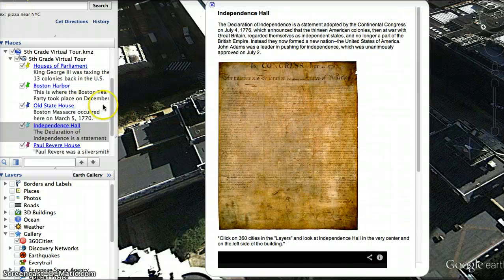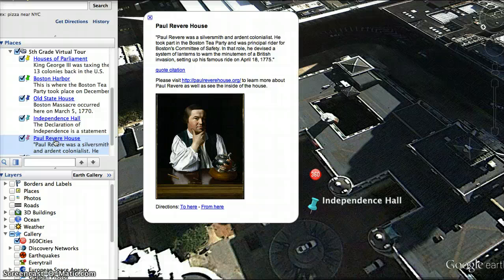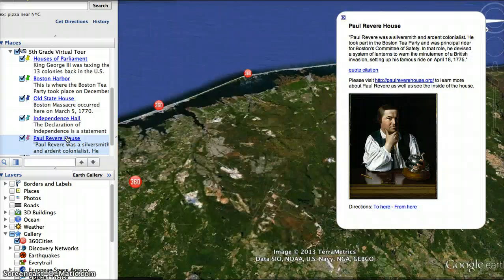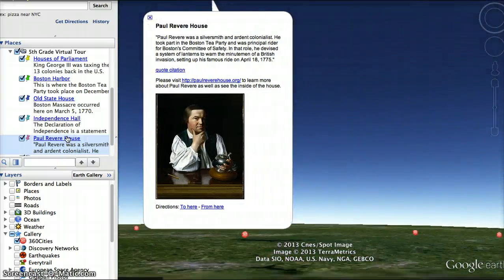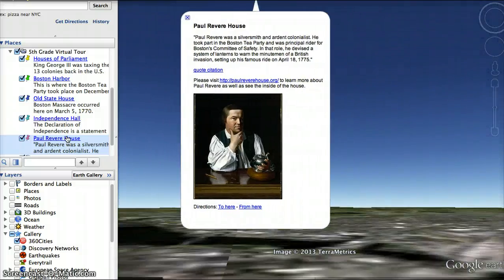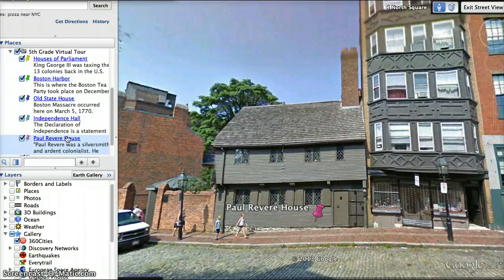Okay, now we're really going to go take a look at Paul Revere's house. Paul Revere was a very important person in the beginnings of America's self-rule. So let's take a look at his house. Paul Revere was a silversmith. He was an ardent patriot colonialist. He was a key player in the beginnings of the American Revolution. He took part in the Boston Tea Party.